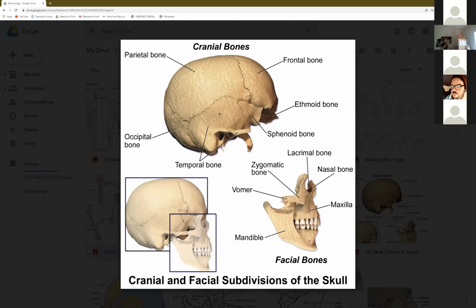The temporal bone is the bone that is adjacent to your ear. And you see it has a little arm that reaches out, which is part of the zygomatic arch. And it is the zygomatic, and we've mentioned this before, that is the link between the cranial bones and the facial bones.